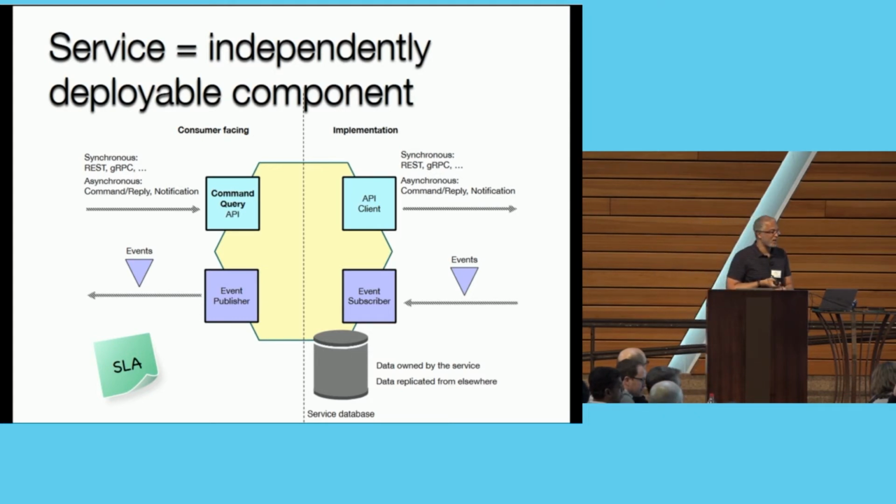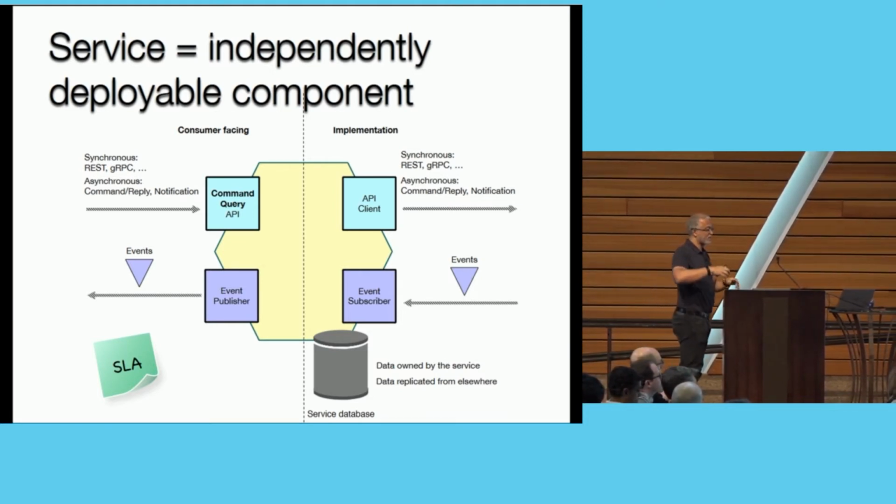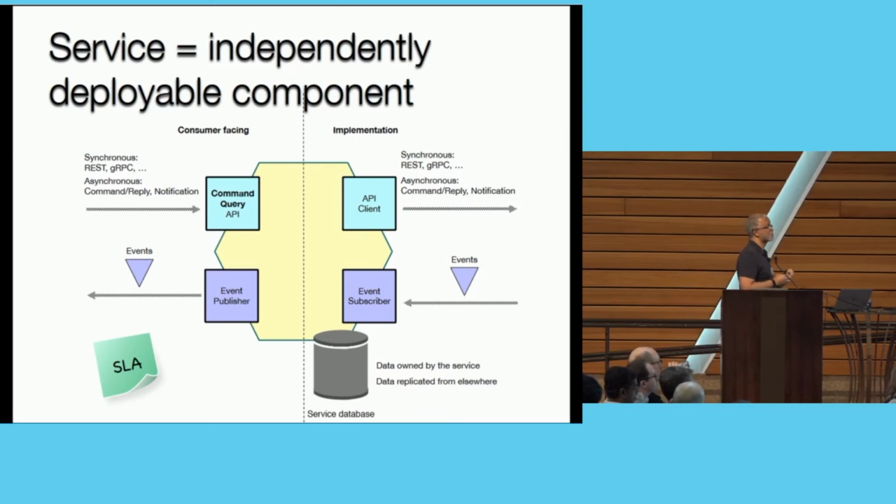The consumer-facing part of a service has an API that enables its functions to be invoked by its clients. It will support commands, the creates and the updates, and it will support queries. That API can use a variety of inter-process communication mechanisms. It might use a synchronous mechanism like REST or gRPC, or it might use some asynchronous mechanism, listening to command messages on a message broker. The service might also publish events.